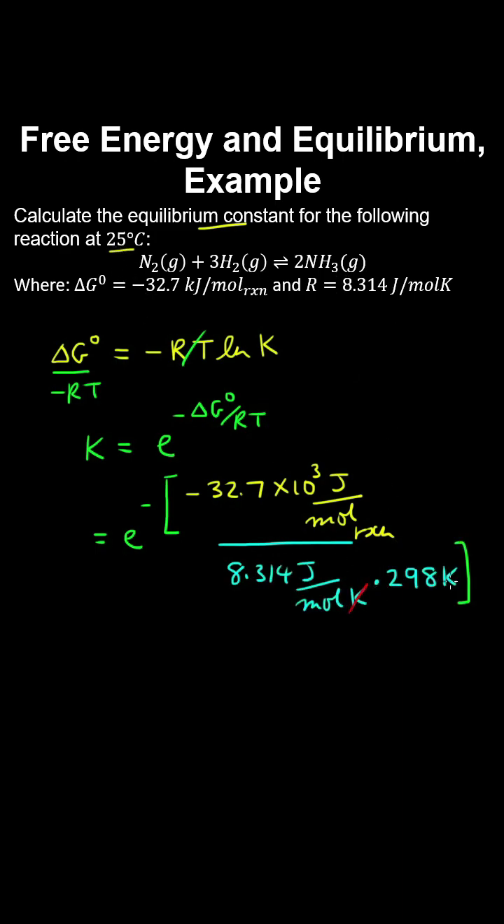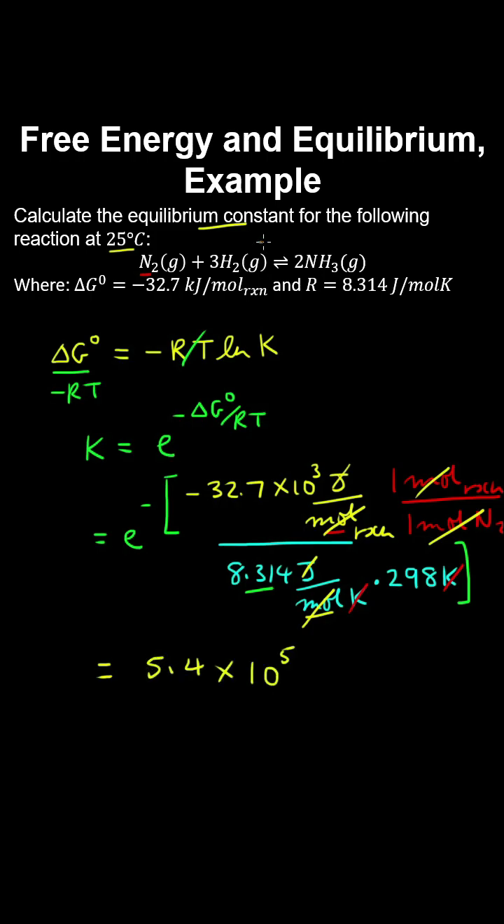So the Kelvins cancel, and we can convert this as 1 mole of reaction per mole of nitrogen gas. So this mole of gas, which we can write as moles of nitrogen, cancels with this one. And then these units cancel, and joules cancel. So calculating this out, we obtain the following equilibrium constant. So the reaction strongly favours the products at 25 degrees, but we need to make a compromise, because if the temperature is too low, the reaction will be too slow and under kinetic control.